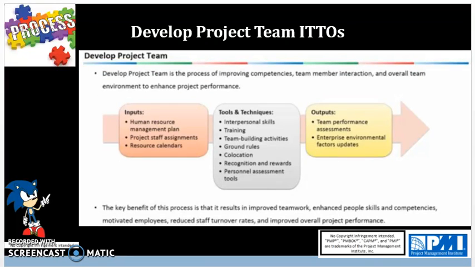Next, we have ground rules. These establish standards and expectations during meetings and during the project. Co-location. Team members are close to one another and this helps improve coordination and communication, working relationships, and productivity. Since the team is in one location in the same building, this will make things easier.